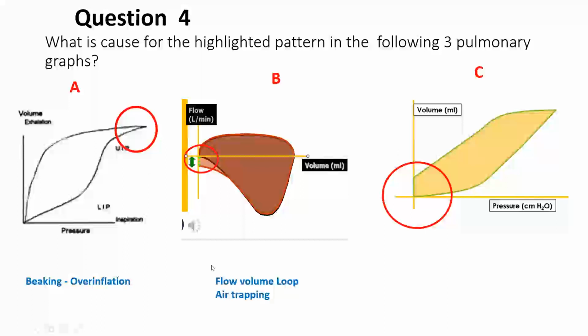Number two is a flow volume loop, and this is the sign of air trapping or auto peep. So you can see that this does not go to the zero, and even before this breathing completes, the next breathing will start. And in C, it is leak. This is a pressure volume loop, and this area indicates there is a leak. So it doesn't touch the baseline.